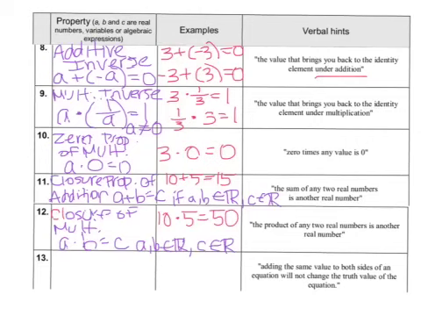The next hint says adding the same value to both sides of an equation will not change the truth value of the equation. So we're going to see this a lot. Let's say you have x equal to 10. That means that if you add 3 to both sides, they're still going to be equal to each other. So x plus 3 is still going to be equal to 10 plus 3. This is called the addition property of equality.